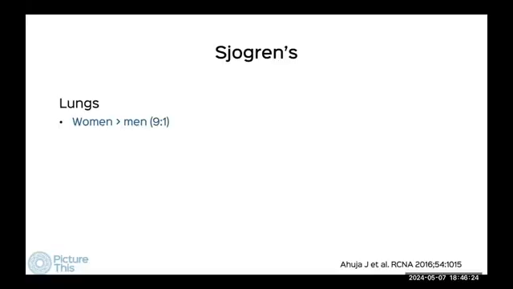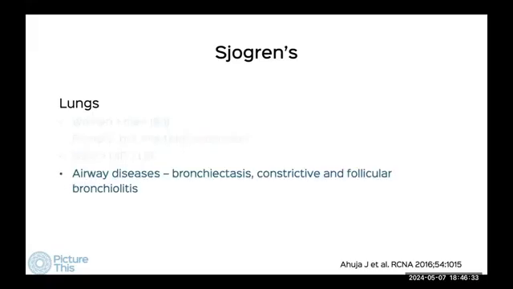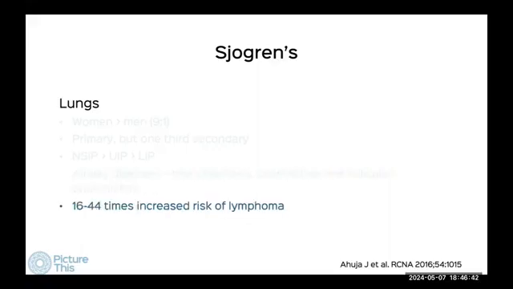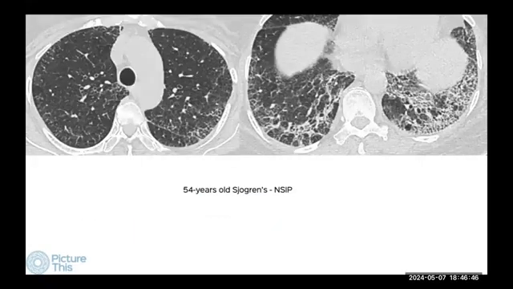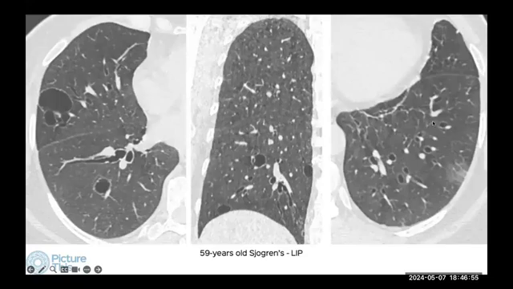We then have Sjogren's syndrome, where it's more common in women as compared to men. You can have primary and secondary Sjogren's. NSIP is common, though LIP is considered a typical ILD of Sjogren's. NSIP is still the commoner entity, and you can also get airway diseases with a significant increased risk of lymphoma. So here is a classic Sjogren's NSIP. We have spatial temporal homogeneity, traction bronchiectasis, no honeycombing.